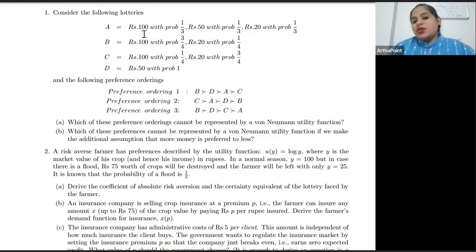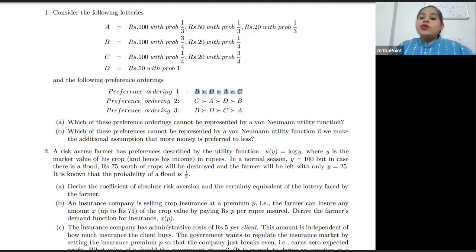देखो 100 को ज़्यादा utility देना है, 50 को कम देना है, 20 को और कम देना है. So maybe you can just say that let utility of 100 be 1. Let utility of 50 be 0.5. Let utility of 20 be 0. हर एक को एक utility को value दे दो and then see whether these preference orderings are satisfied or not. B की utility निकाल लो, A की निकाल लो, C की निकाल लो and D की निकाल लो. And see if this is getting satisfied or not. If it is satisfied, then say yes, otherwise say no.